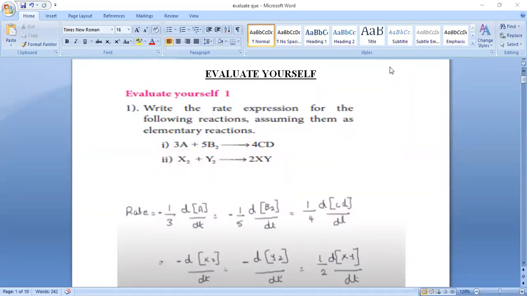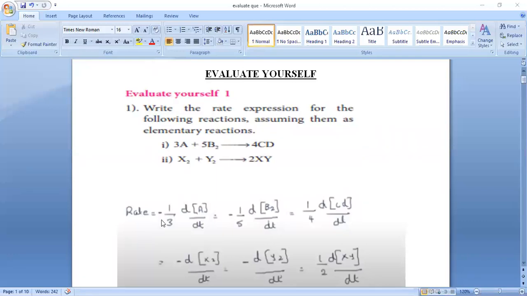Next, we are going to discuss the evaluate yourself part. See the first question. Write the rate expression for the following reactions, assuming them as elementary reactions. See the first question: 3A plus 5B2 gives 4CD. Here, A and B2 are the reactants and CD is the product. Then, how to write the rate expression for the first one?